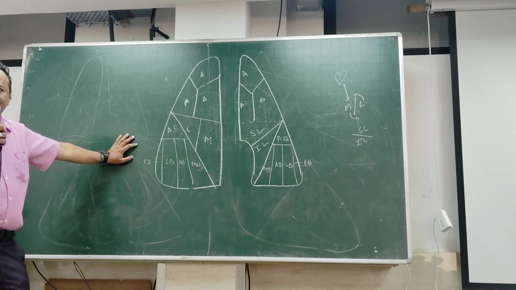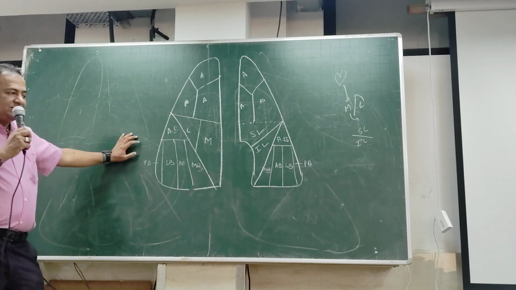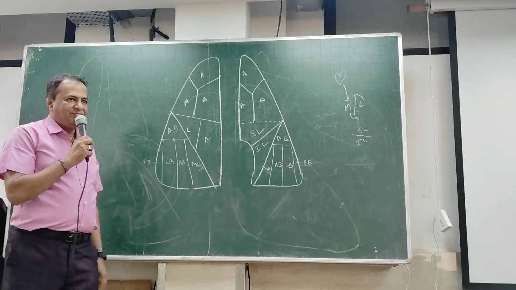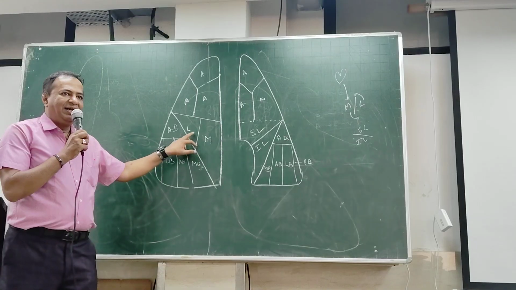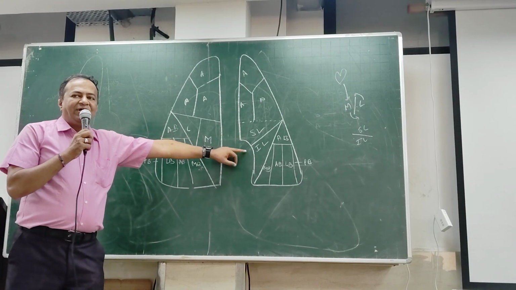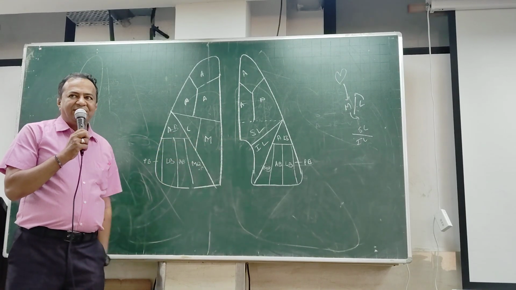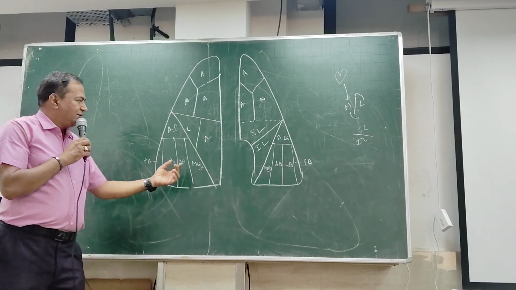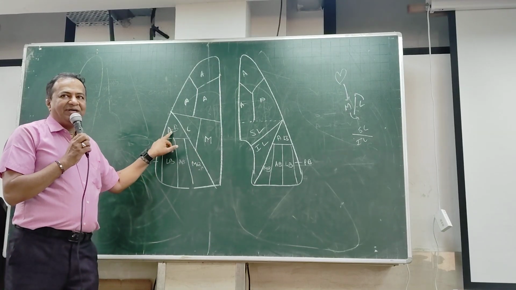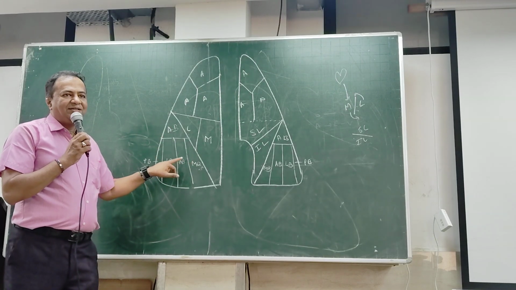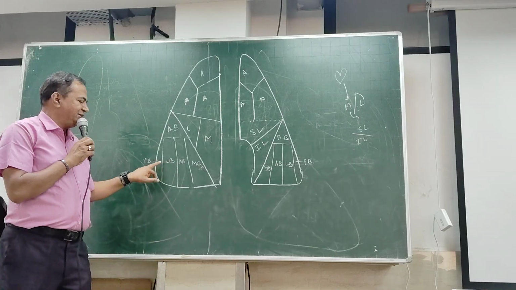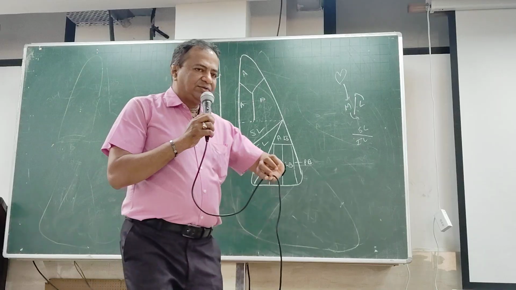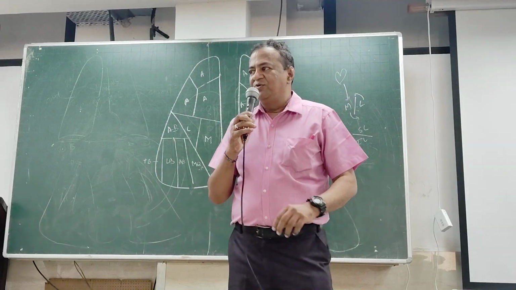So how many bronchopulmonary segments? 10. 3 lobes. In the upper lobe there is apical, anterior, posterior. In the middle lobe there is medial and lateral on the right side, and superior lingular and inferior lingular on the left side. In the lower lobe there is apical basal, medial basal, anterior basal, lateral basal and posterior basal.